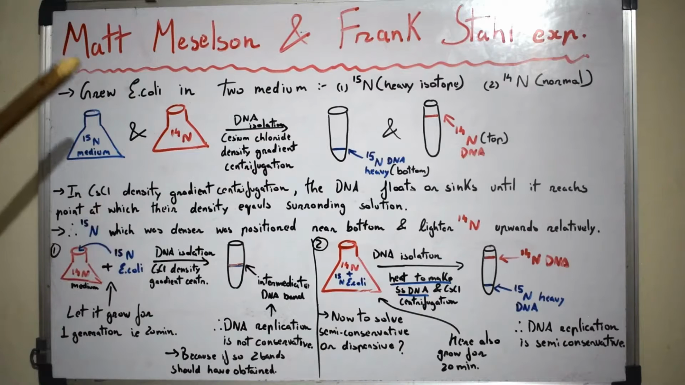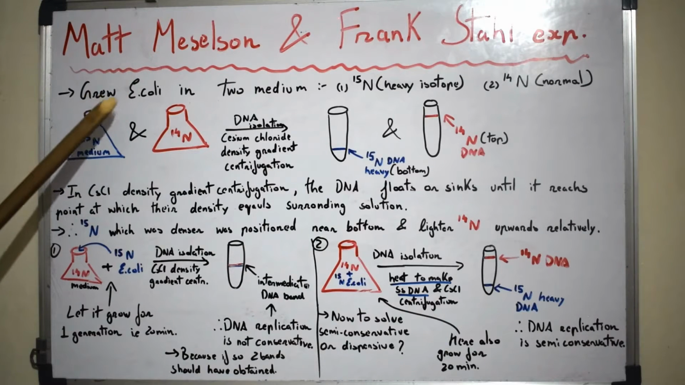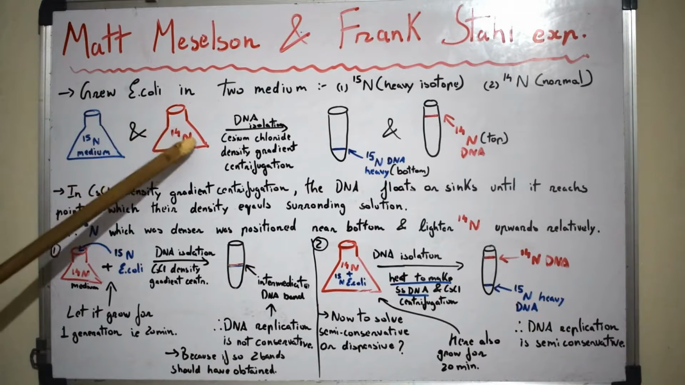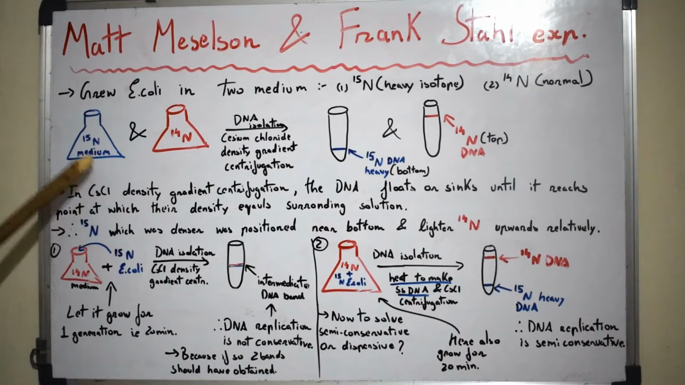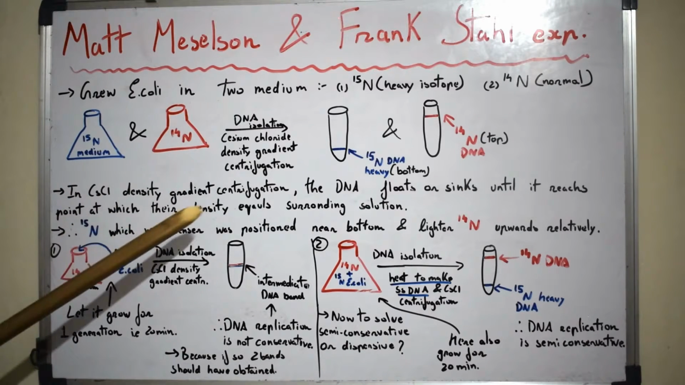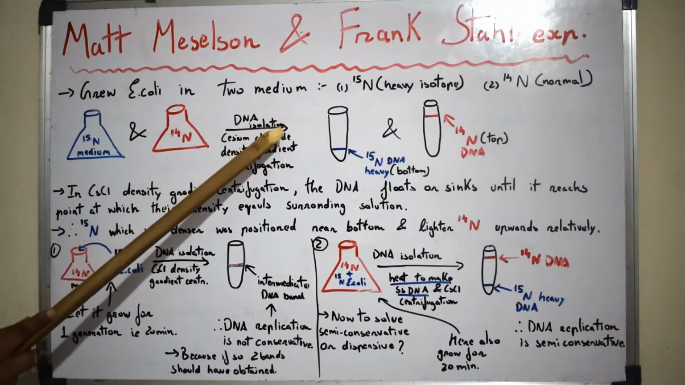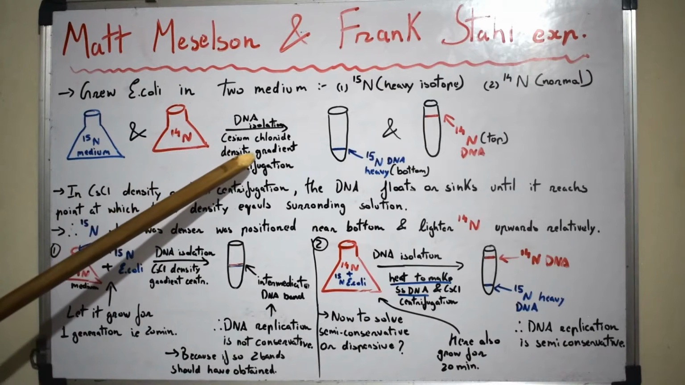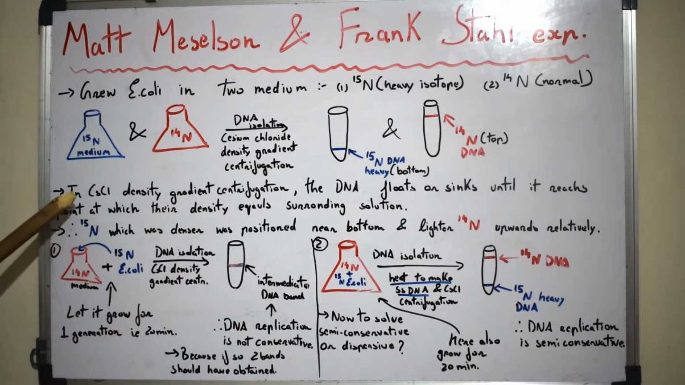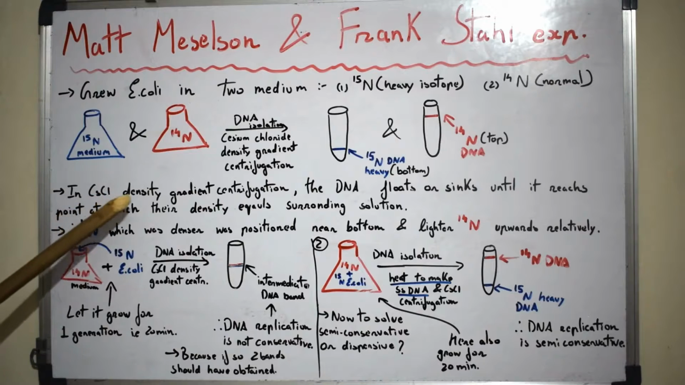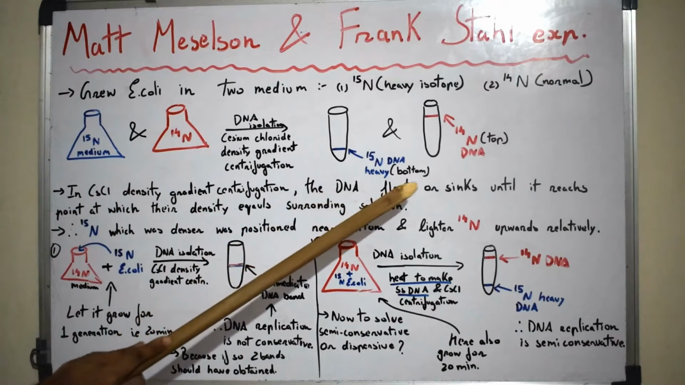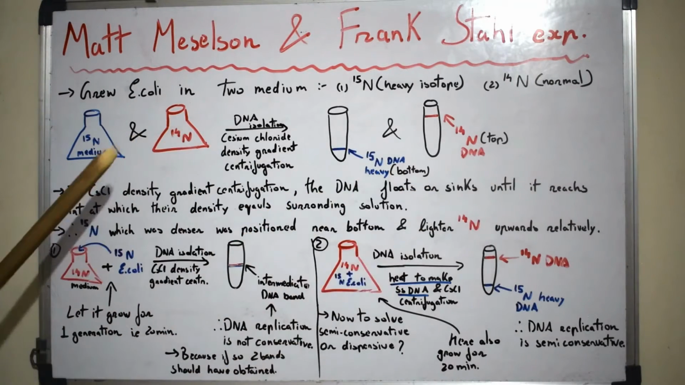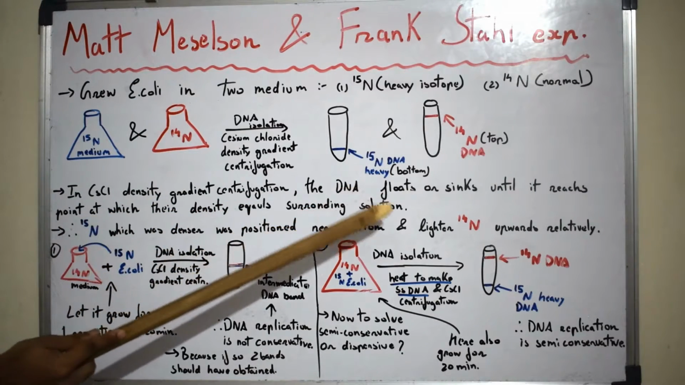As we know, DNA contains bases, adenine, guanine, thymine and cytosine, and in these bases there is nitrogen. So when we grew this E. coli in this medium respectively, the DNA was labeled by 15N and 14N, that is the normal one. After that they isolated the DNA and performed cesium chloride density gradient centrifugation. In this centrifugation, the DNA floats or sinks until it reaches a point at which its density equals the surrounding solution.